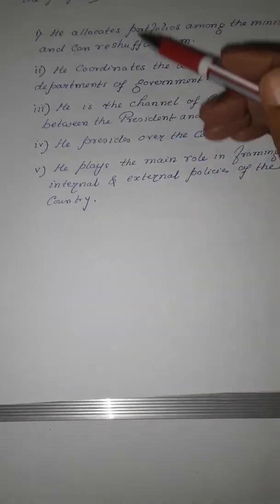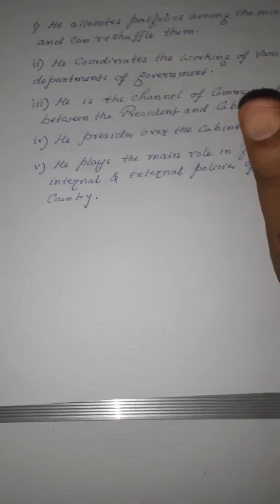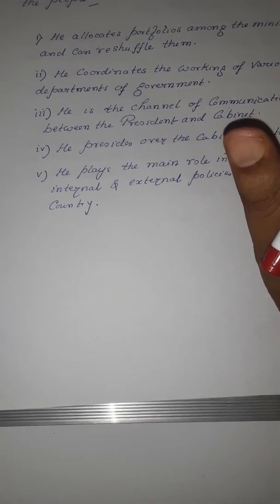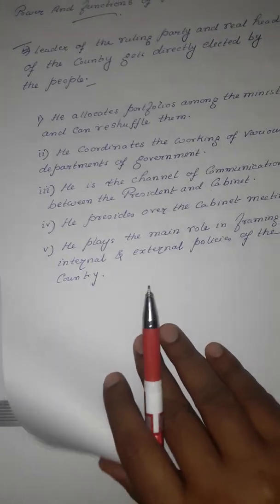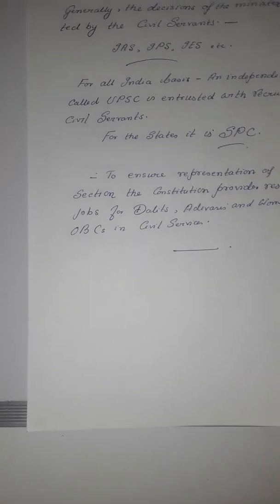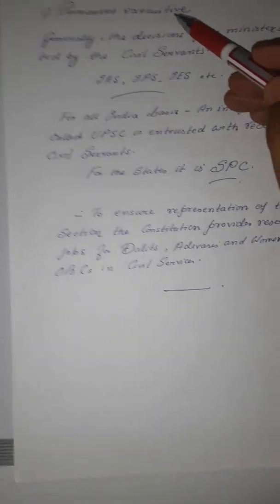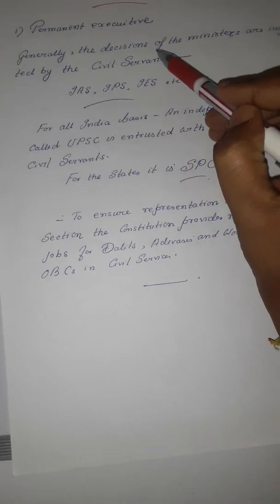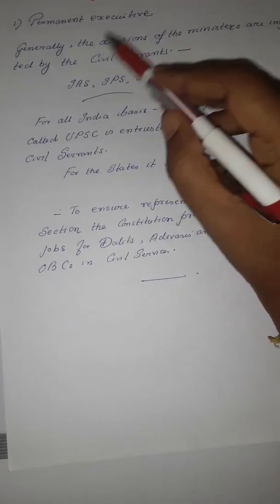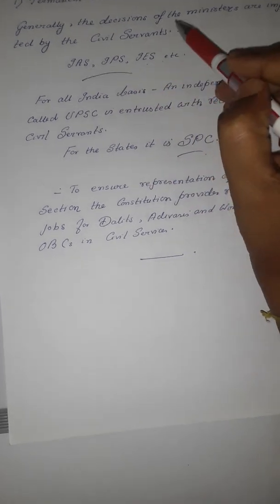Another thing I am telling you: if any conflict arises between different departments, it is the duty of the PM to settle it. Clear? Now, next thing you need to know is about the civil servants. Civil servants, as I already discussed, are the permanent executive. Generally the decisions of the ministers are implemented by the civil servants. Example, IAS, IPS, etc.